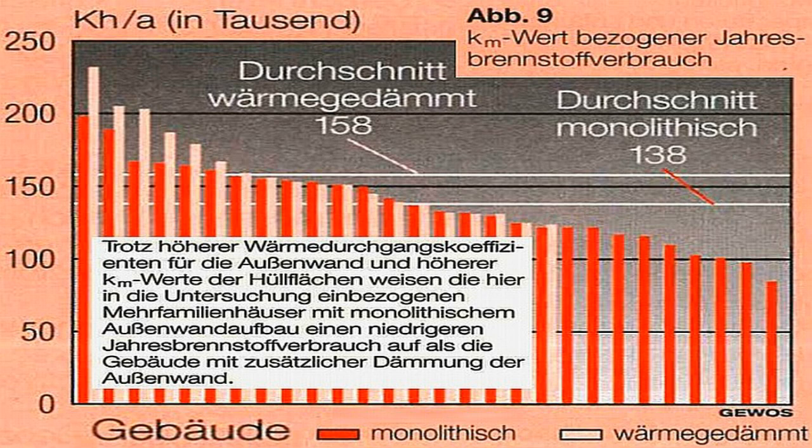Here we have the so-called GEWOS survey. This institute from Hamburg researched in the 90s the energy consumption of apartment houses with and without thermal insulation. And they found out every time, with external thermal insulation, the building will need more energy for the heating. So you see the red columns, these are the monolithic buildings without external thermal insulation. And the light columns show the heating consumption of the insulated buildings.